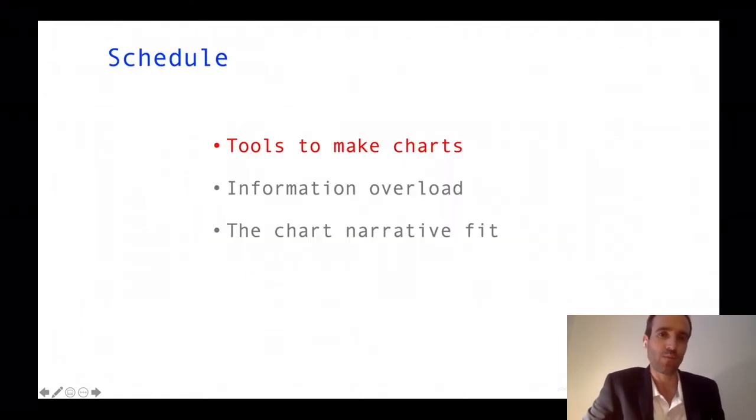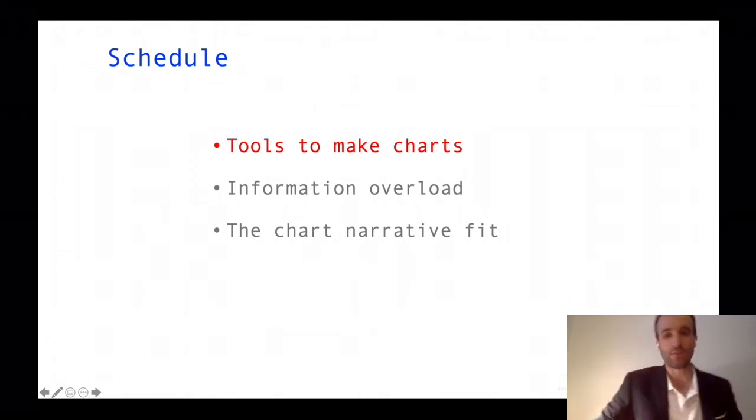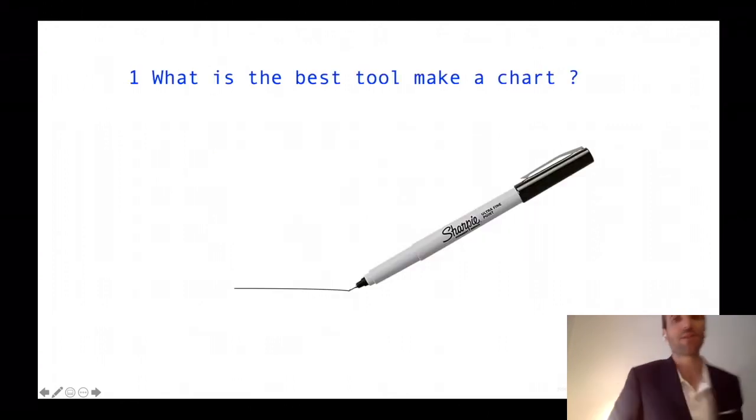So, this chapter, our session, is about how to visualize information. And we will see three things. First one is what tools should we use to make charts? Then what is information overload? And then what is the chart narrative fit? So let's start with this question.